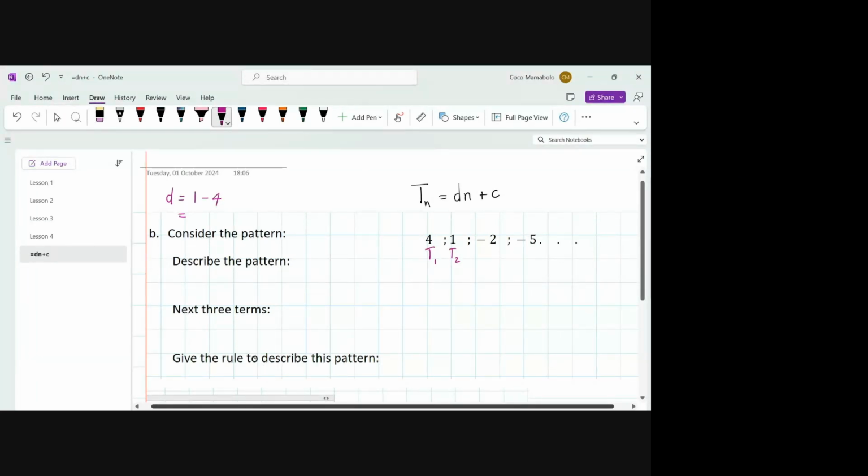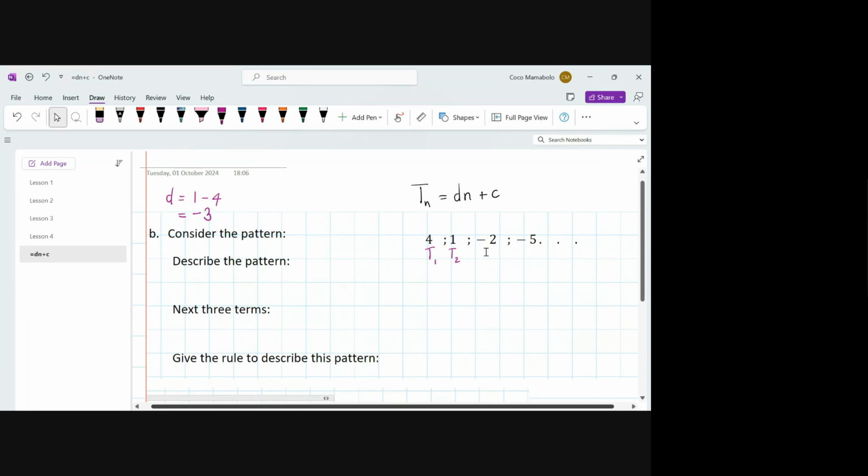Remember, if it was 4 minus 1, it would be 3. That's the answer I'm looking for. What is it? Negative 3. Good. Remember, you need to use your number line. It's negative 3. So my answer is negative 3.